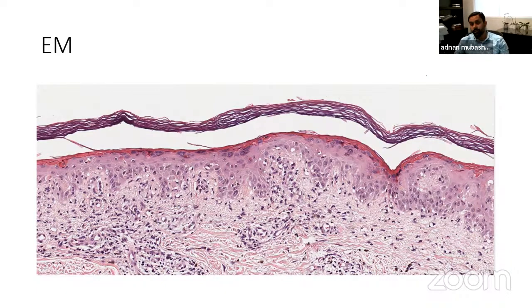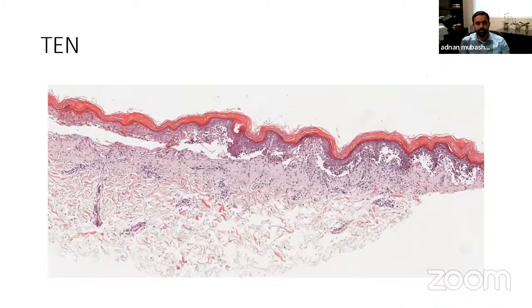You can also have graft versus host disease. You can also have fixed drug eruption. They all can show similar changes. And that's why the clinical is very important in inflammatory derm path. You compare the clinical presentation and you compare the histology, and then you arrive at a more particular diagnosis.